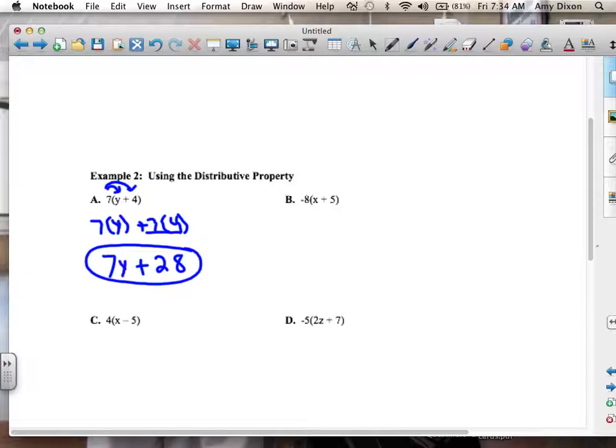All right, letter B. On letter B, we have negative 8 times x plus 5. So we're going to take the negative 8 and we're going to multiply it by the x and by the 5. All right, now when the number out front is negative like our 8 is, you need to be careful with that. With these, you have to be very careful with the sign. So we have negative 8 times x, and then we have negative 8 again, and we're going to multiply it by the 5. So then we have negative 8x minus 40.